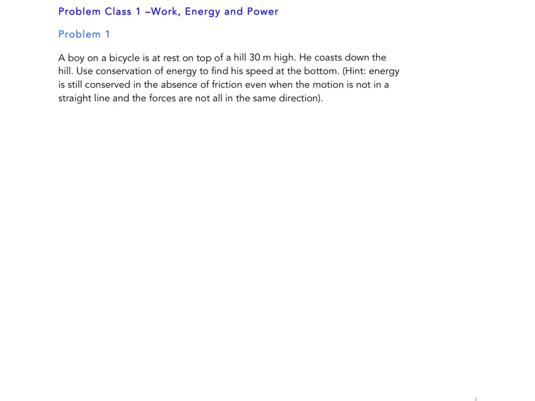Right, this is problem class 1 for work, energy and power. Problem 1 has a boy on a bicycle at rest at the top of a hill 30 metres high. He coasts down the hill. We need to look at conservation of energy to find his speed at the bottom.